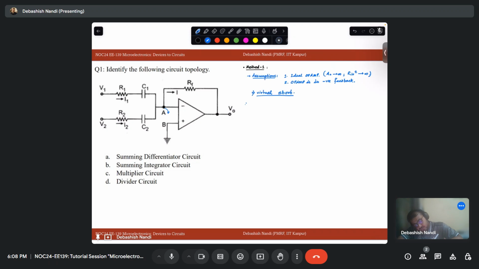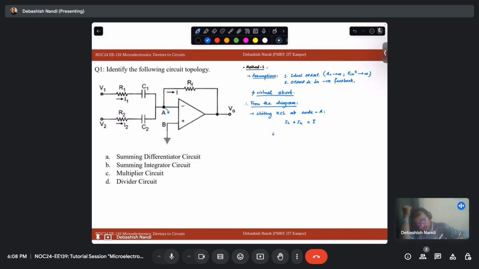From the diagram, writing your KCL at node A, we'll find I1 plus I2 to be equal to I. So I1, I2 and I are marked. You can see that this is I1, this is I2, and I are marked.